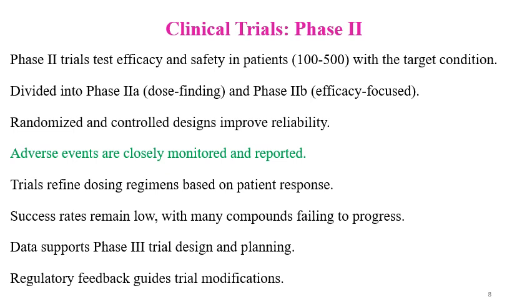In phase 2 trials, the safety and efficacy is tested in a larger number of subjects with the target condition. Mainly patients are involved, which may be 100 to 500 in number. These are divided into phase 2A and phase 2B. Phase 2A is a dose finding study and phase 2B is an efficacy focused study. Randomized and controlled designs are used in phase 2 to improve reliability. Adverse events are closely monitored and reported. These phase 2 trials refine dosing regimens based on patient response.